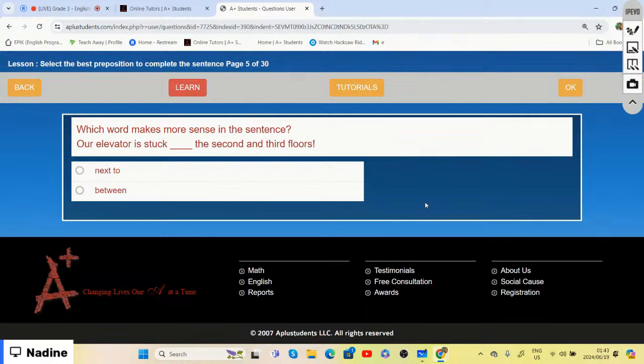Let's do the last one and then we are done. The last one. It says, our elevator is stuck. Do we say it is stuck next to or between the second and third floor?